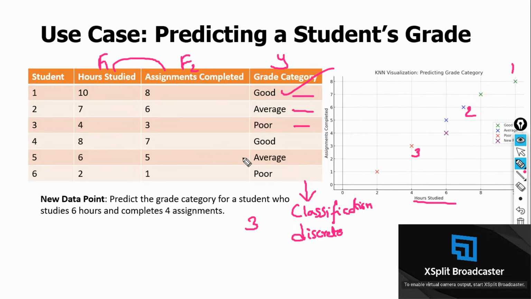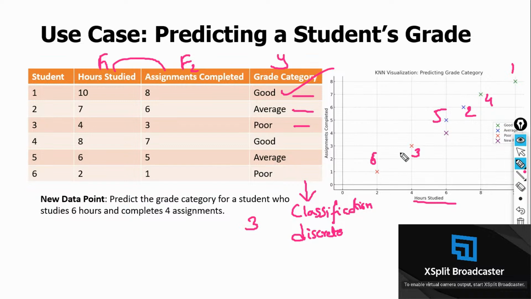Fourth student, 8 comma 7. Fifth student, 6 comma 5. And the sixth student is 2 comma 1. So this is the sixth student. So all the six students, for visualization purposes, I took on a two-dimensional axis, x-axis and y-axis. Okay, and I'm visualizing their results.